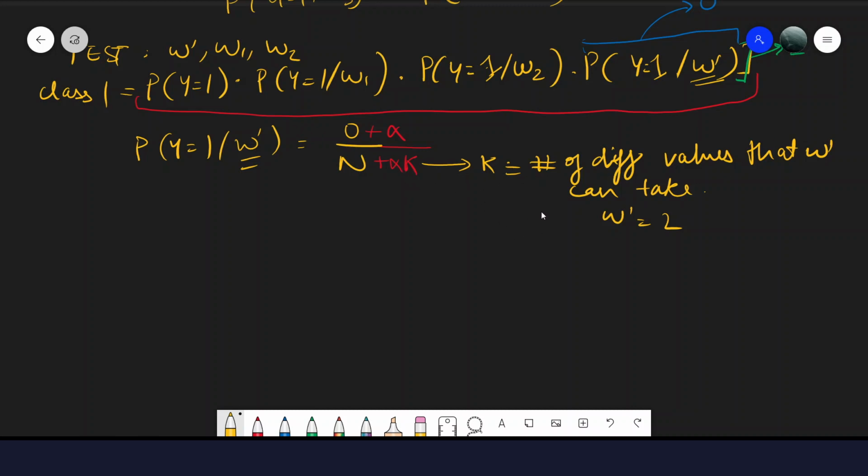Now, if this wasn't w dash, if this wasn't a word, if this was, let's say, an ordinal value like 1, 2, 3, 4, and in all your training data there's 1, 2, 3, 4, and there's an ordinal value, 5, that comes in your test data. So k in this example would be equal to 4, because there are 4 different values that the ordinal data could have taken, but it took 5, right? But in this case, w dash can either be present or not present. So that is the different values that w dash can take. So k will be equal to 2 in this case.